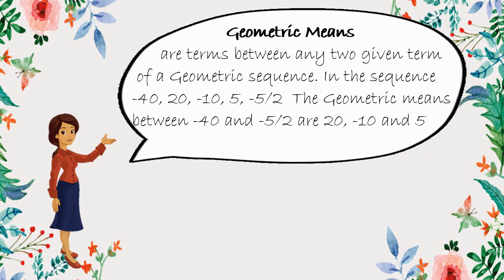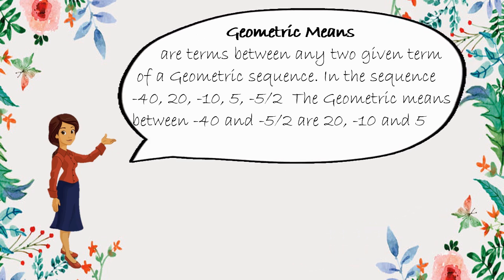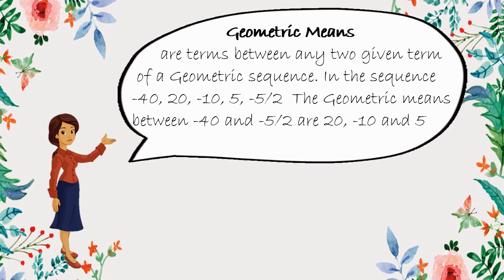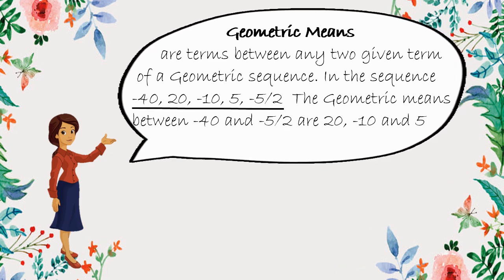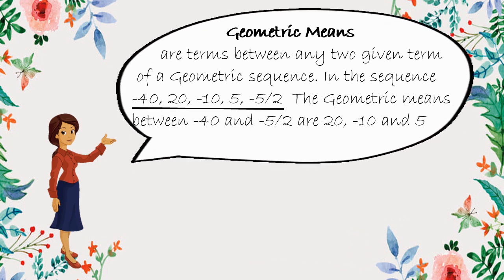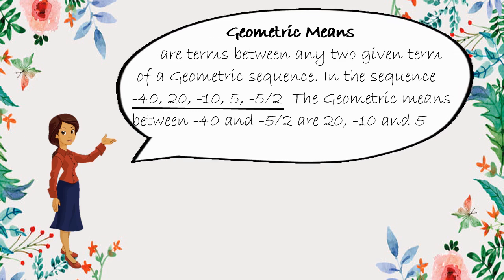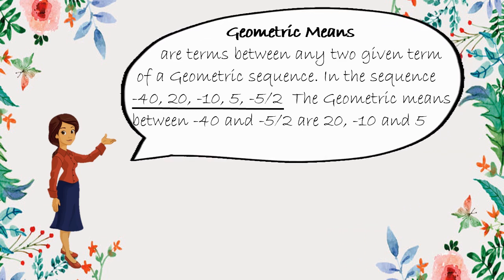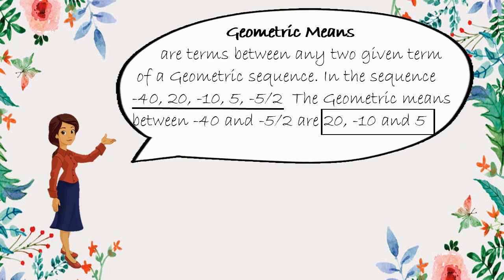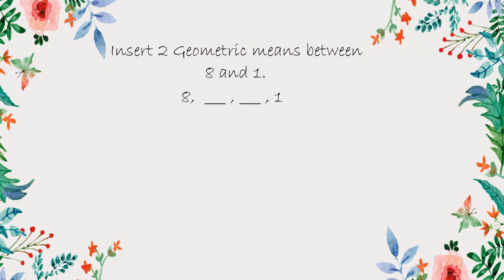Geometric means. Geometric means are terms between any two given terms of a geometric sequence. So in the sequence negative 40, 20, negative 10, 5, negative 5 halves, the geometric means between negative 40 and negative 5 halves are 20, negative 10, and 5. So let's have an example.